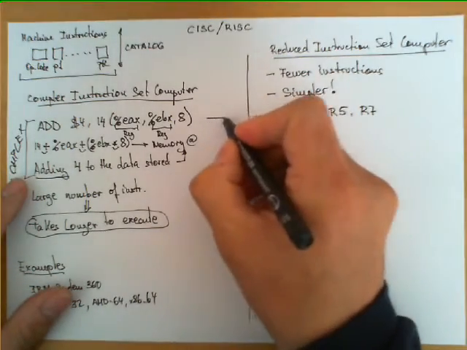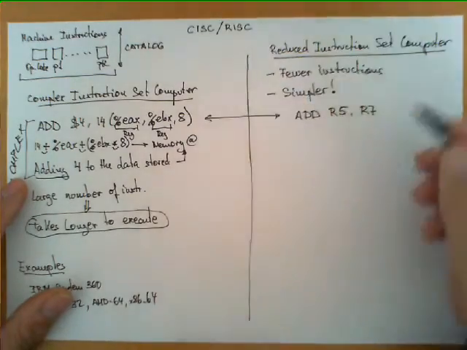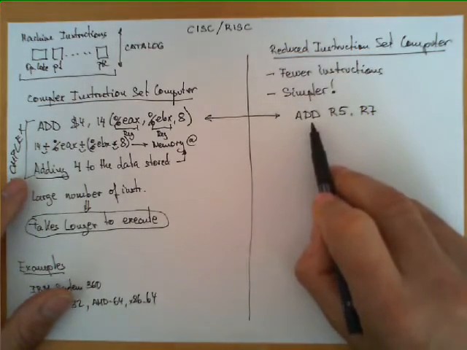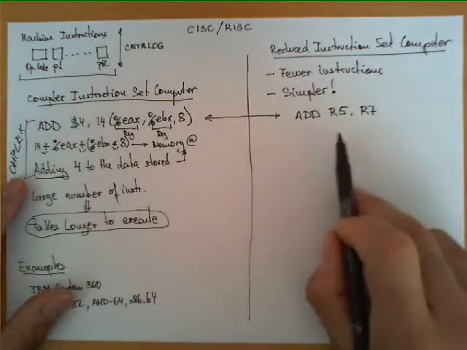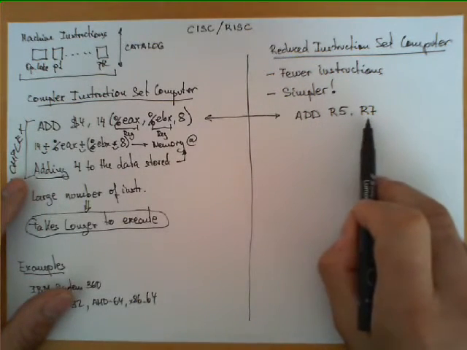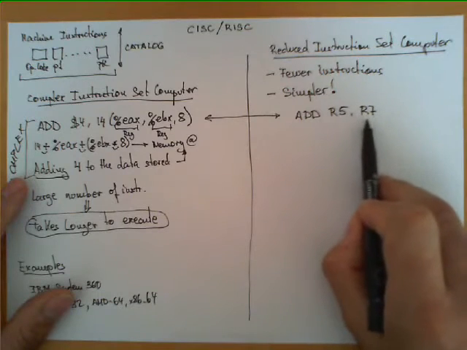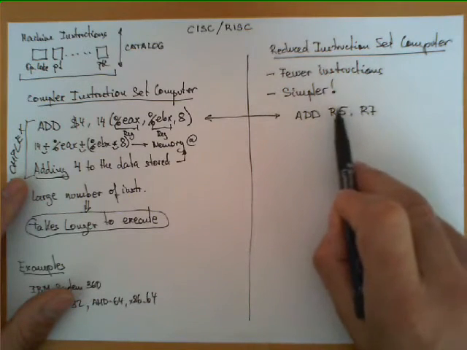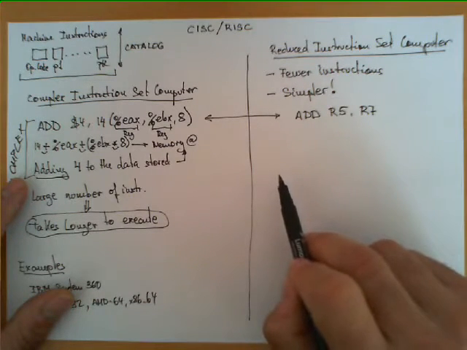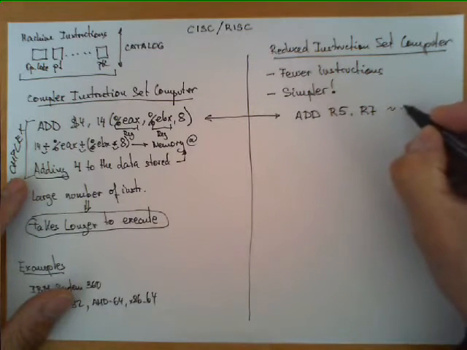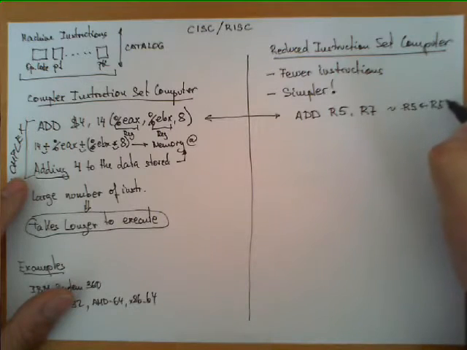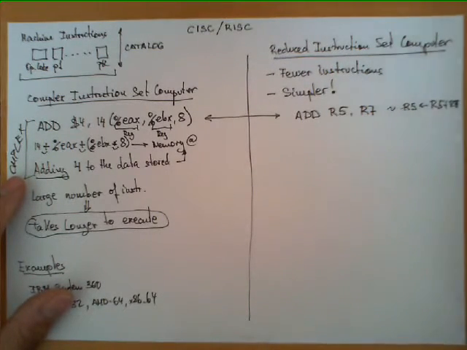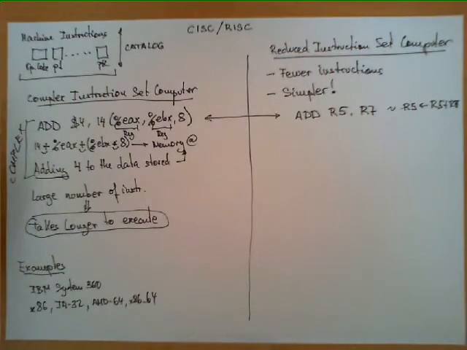As in the case of a CISC computer we saw here, this is also performing an addition, but rather than adding a number to a location in memory, this operation is only adding the content of register R7 to the content of register R5. Or another way of specifying that would be R5 takes the value of R5 plus R7.